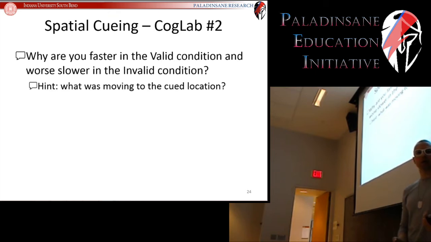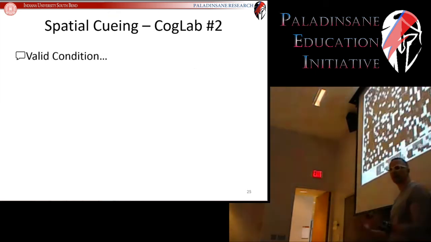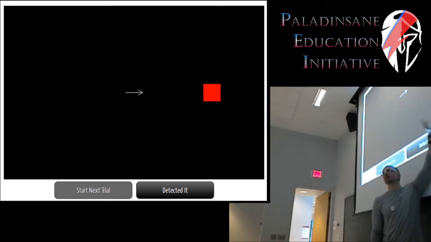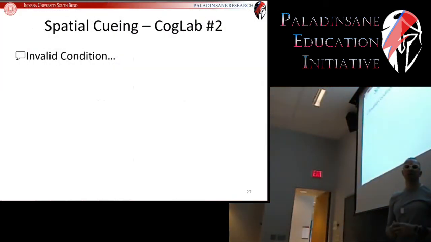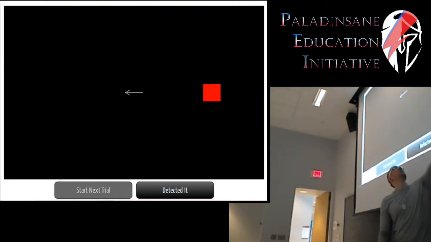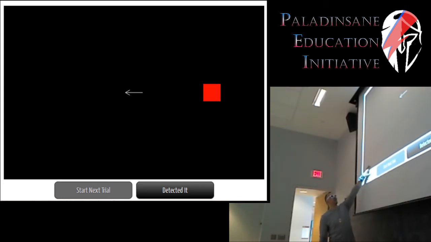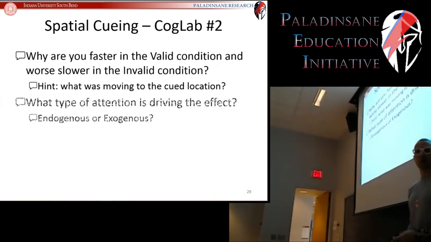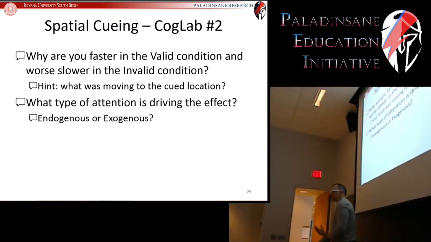All right, so this is in the lab. So once again, in the valid condition, if your attention is here and the target appears here, your attention is already there, ready to process, don't have to move it. On the invalid condition, if your attention is here, whoops, I can't do spatial rotation. If your attention is here and you're ready to process this location and then you notice something over here, you have to move your attention to that other location, and that takes that extra time. All right, so we have an effect here. We have different reaction times.